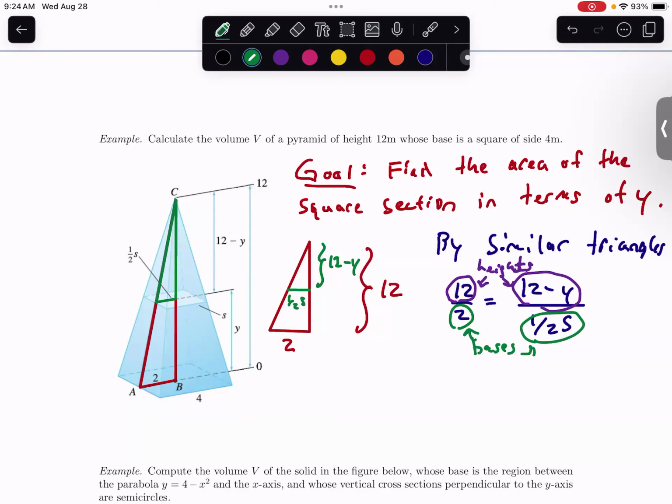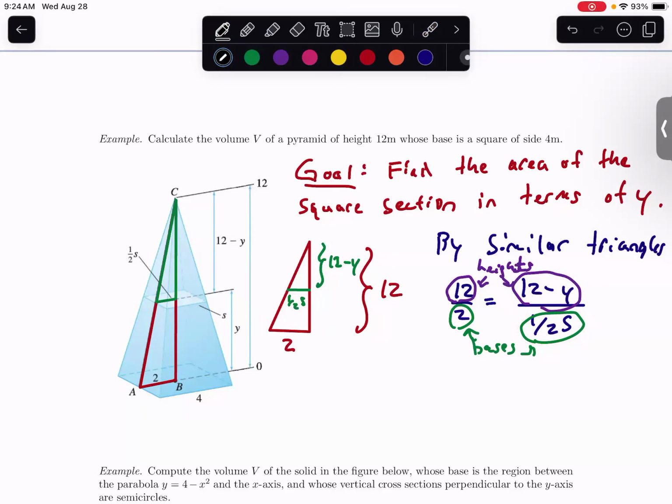So an easy way of thinking about this is we have two fractions. The numerators are given by the heights, and the denominators are given by the bases. You're just setting those two things equal to one another. And now what we can do is solve for S in terms of Y.